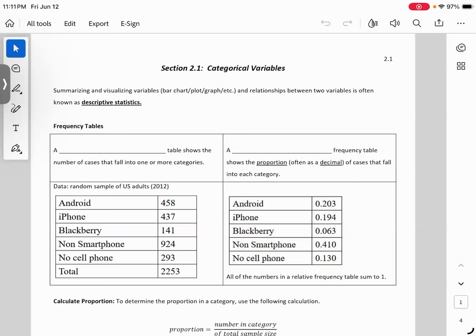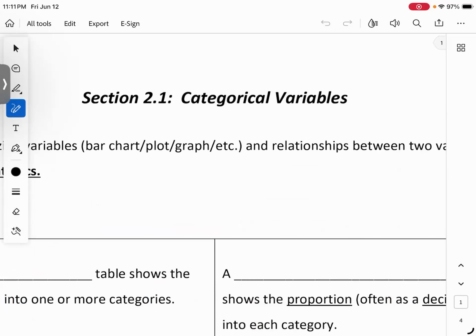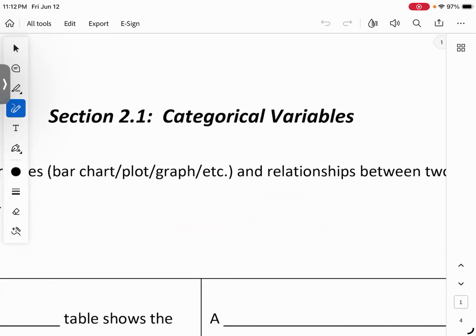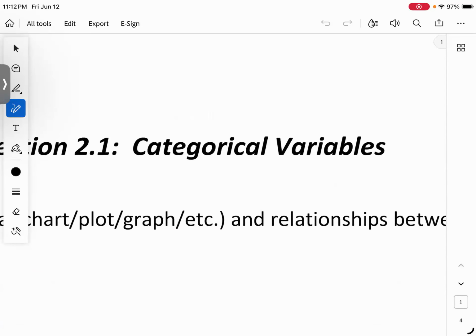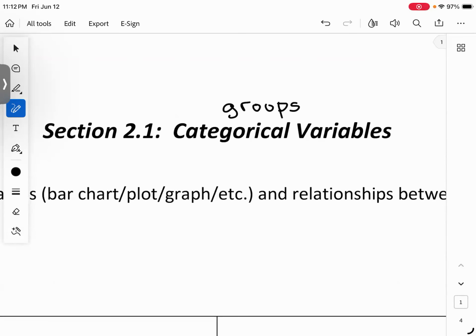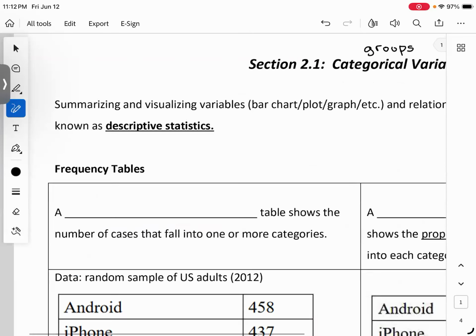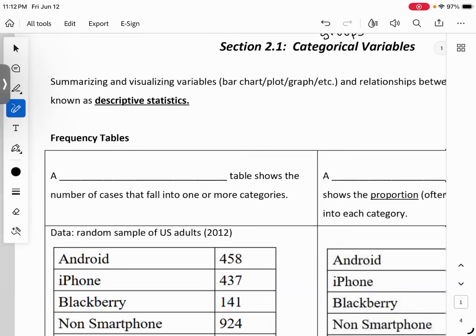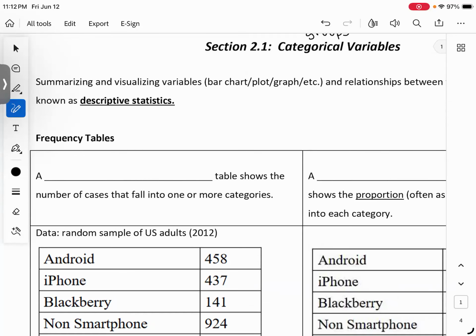All right. So in section 2.1, we are going to be looking at proportions, which are values that we calculate whenever we're investigating categorical variables. Now, remember, categorical variables are when you collect data that is based on groups.